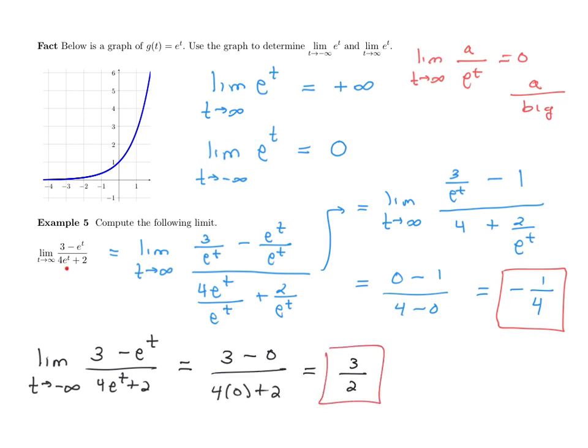What does that mean about the function 3 minus e to the t divided by 4e to the t plus 2? There are 2 horizontal asymptotes on 3 minus e to the t over 4e to the t plus 2. They are y is equal to negative 1/4 and y is equal to 3/2. And that is it for this example.